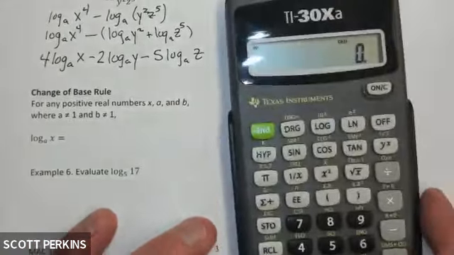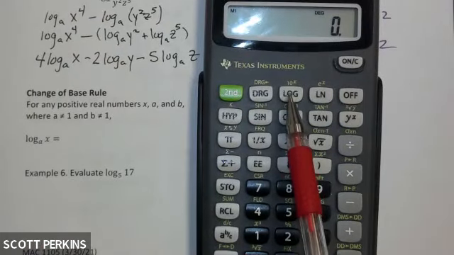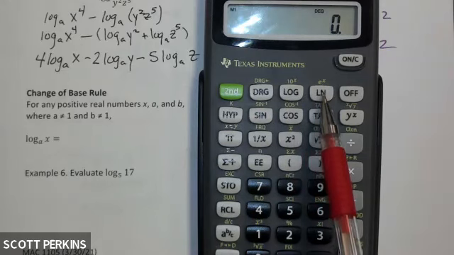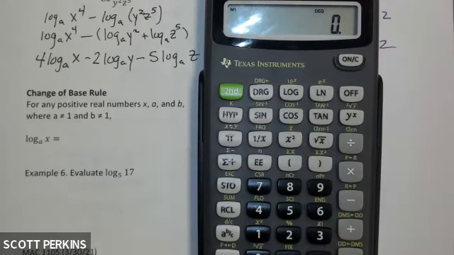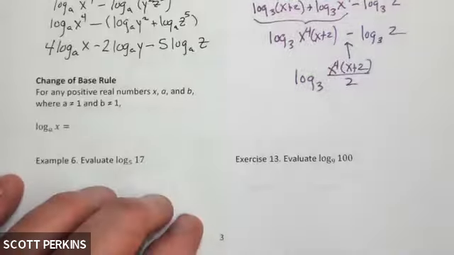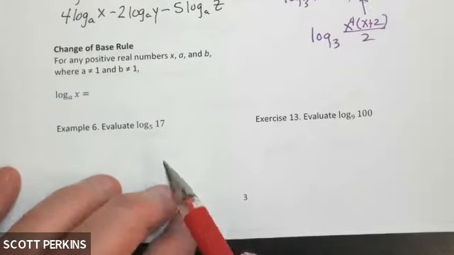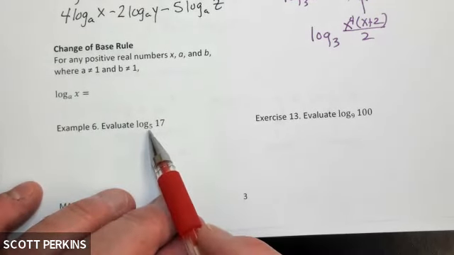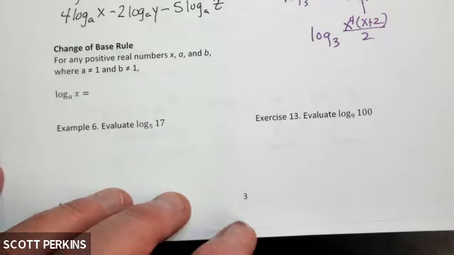So notice, here's the calculator I bring to class. It's got a log button, that's my log base 10. It's got my ln, that's my natural log, my log base e, but it doesn't have the ability to take the log of any other base. So if I wanted to come up with some number values, for instance, in example 6, I want to find out what's the value of log base 5 of 17, meaning 5 to what power? What's the power that I would raise 5 to in order to get 17?